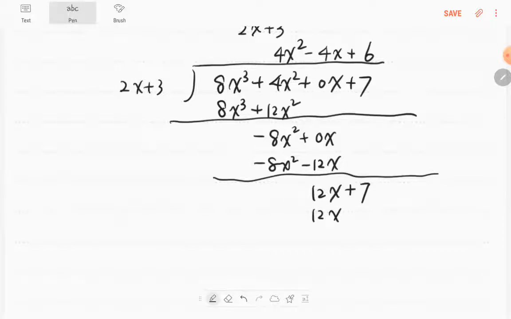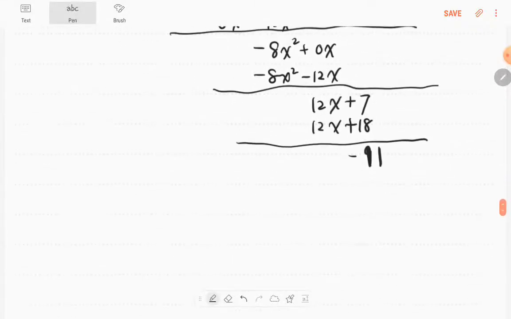Now we will do the multiplication. 6 times 2x, 12x, and plus 3 times 6, we will get 18. So this is our remainder. Sorry, it's negative 11. It's negative 11. We finished the long division.